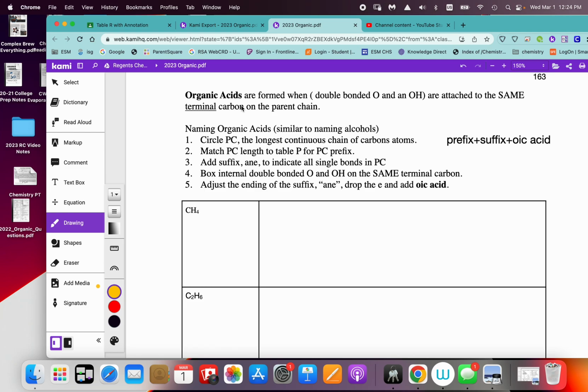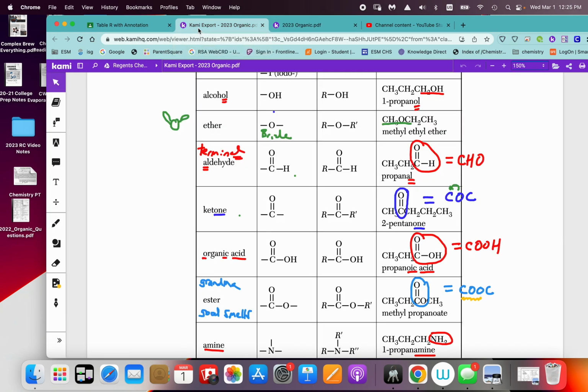Organic acids. Let's go back to our table R, because that's our reference point, and we want to lean on this. Take a look at the carbon that has the functional group: it has a double bonded oxygen and a hydroxyl. The double bonded oxygen and the hydroxyl group are attached to the same carbon, and we typically see this on the rightmost terminal carbon. And take a look at the name.